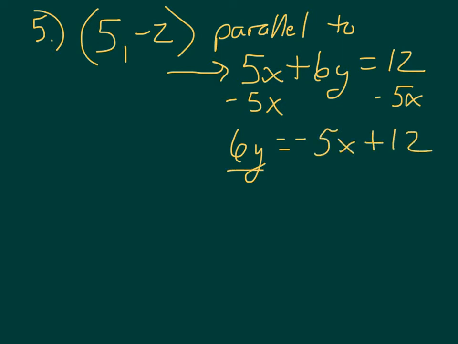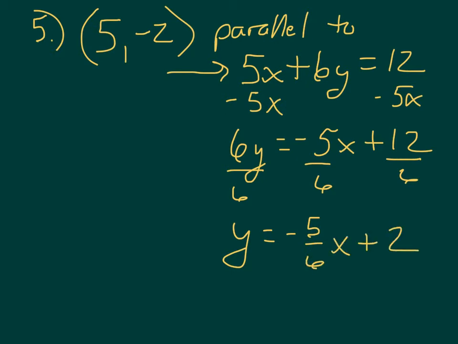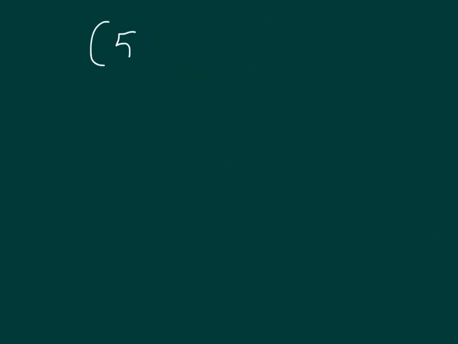Now I've got to divide by 6, so I divide everything by 6. y equals -5/6 x plus 12 divided by 6, which is 2. I didn't really need the y-intercept there, because all I needed from this particular one was the slope, which is negative 5/6. So I've got the point. Let me get a new slide here. And my slope is negative 5/6.